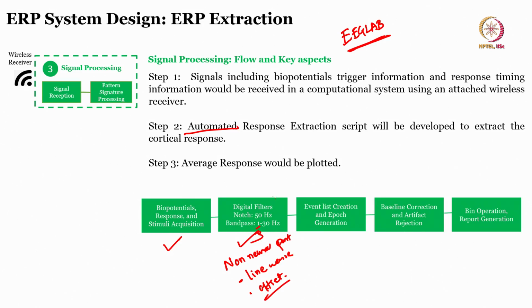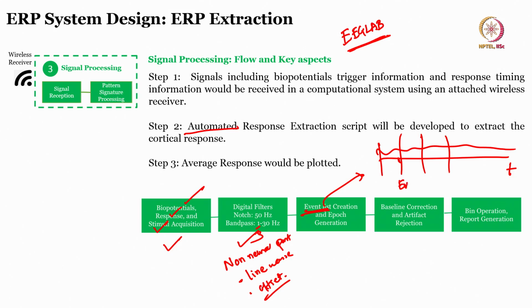Once you get all the information about your biopotential, your stimuli, timing information and response, you can make an event list. Event list is nothing but when your experiment happened, remember the example: at what period of time which kind of sound was presented, what event. Let's say this is event 1, this is event 2. So when event 1 happened, when event 2 happened, all this will come under the event list.